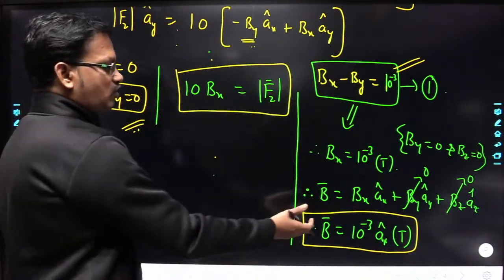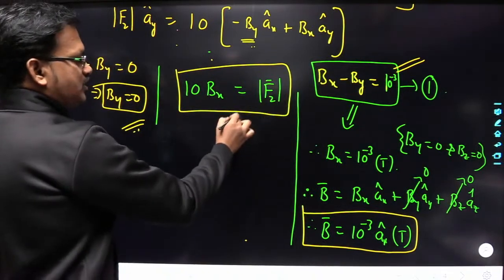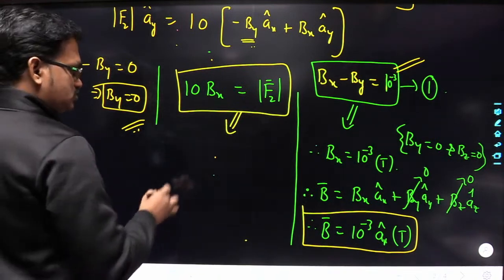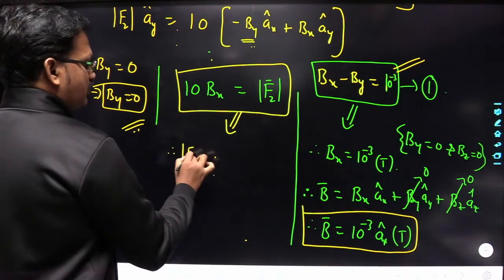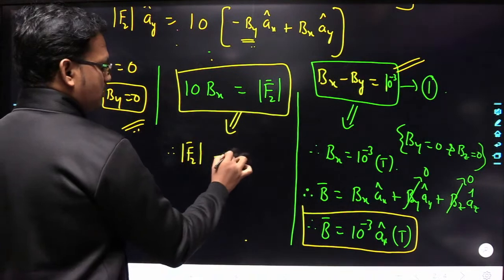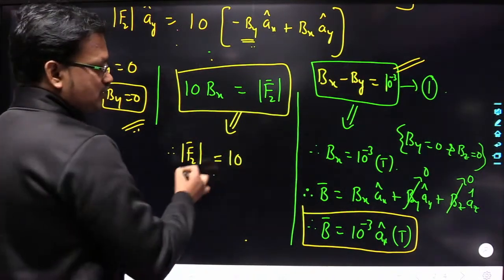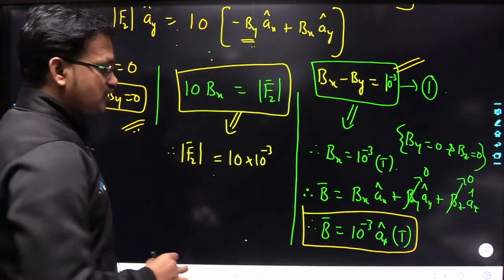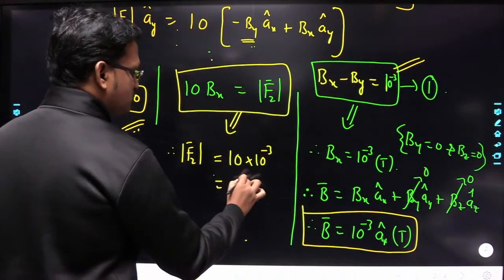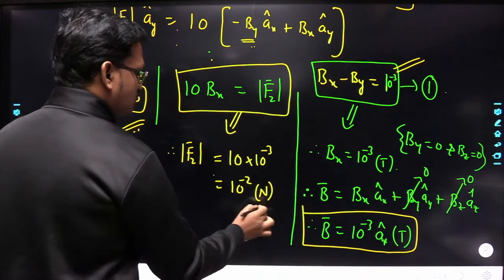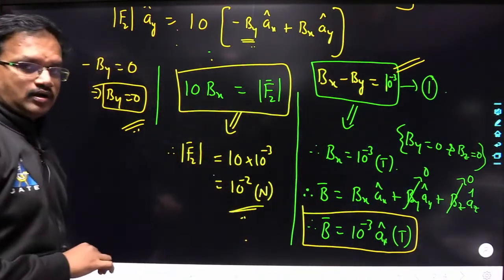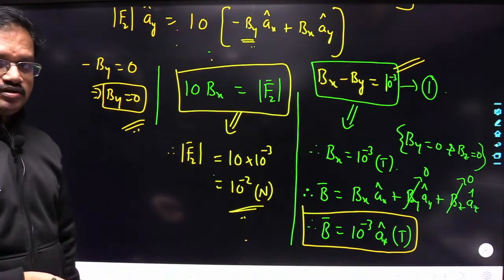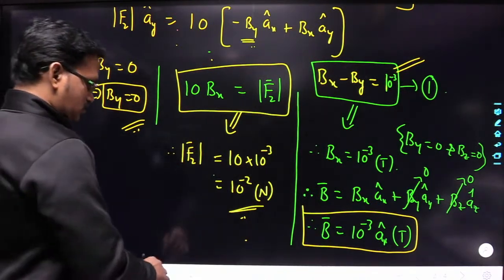Understood? Now if you know B bar, then you can determine F2 bar. They have asked to determine the magnitude of F2 bar also. So the magnitude of F2 bar is equal to 10 into Bx. Bx is 10 to the power of minus 3, so that is equal to 10 to the power of minus 2 Newton. This is the magnitude of F2 bar, and F2 bar is in the ay cap direction. Understood?